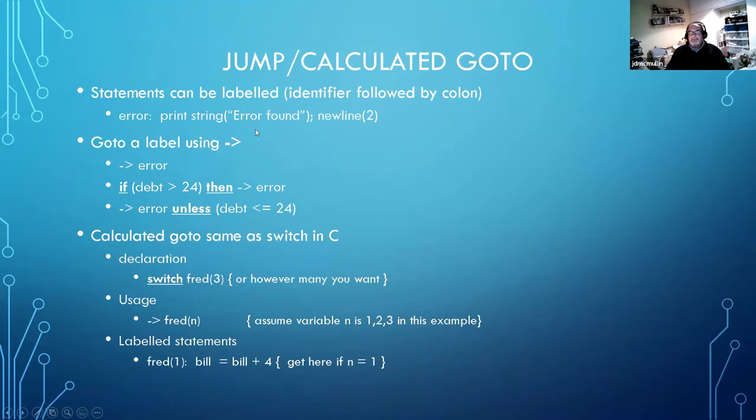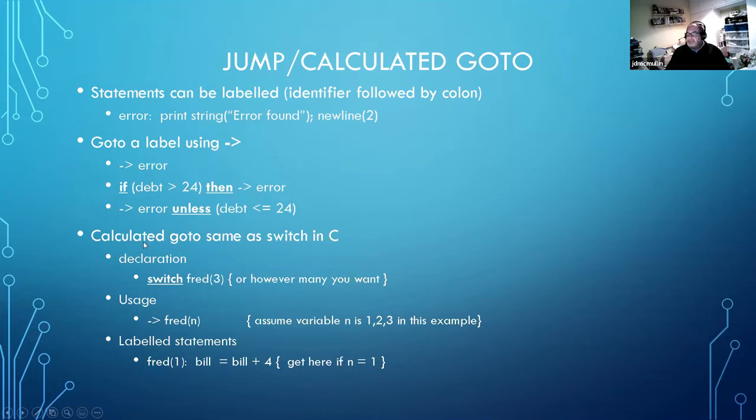Calculated go-tos. You can have a statement labeled. So you've got error, colon, which is the label, and then you can do something there in a statement. Notice the semicolon to separate the print string, which is a system routine to just print the string out on the current stream, and then 2 new lines. The go-to is specified by using the dash greater than sign, so it's like pointing to it. You could say go to error, or you could say if det is greater than 24, then go to error. And again, the usual thing is you can use the unless.